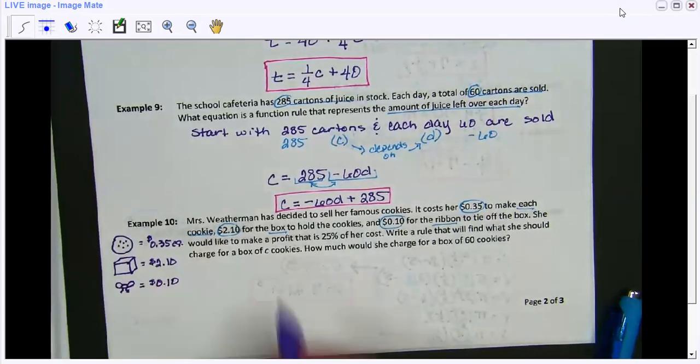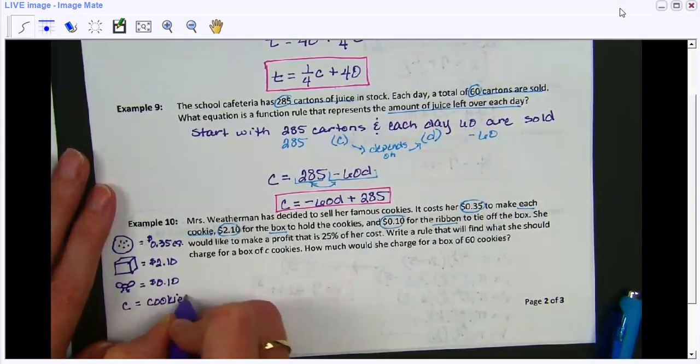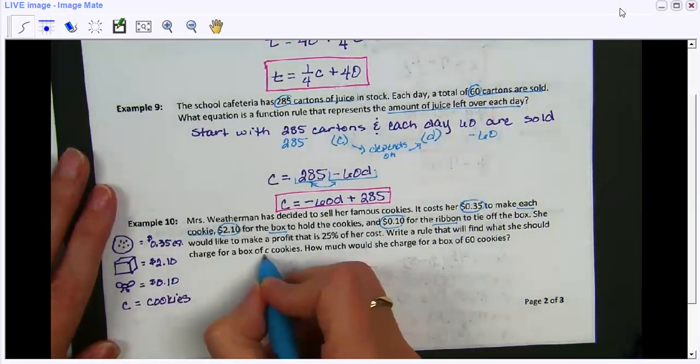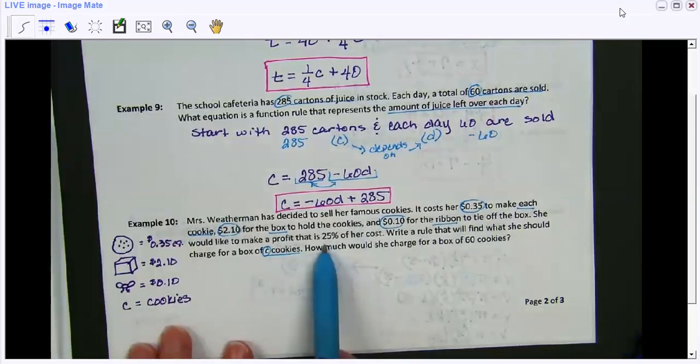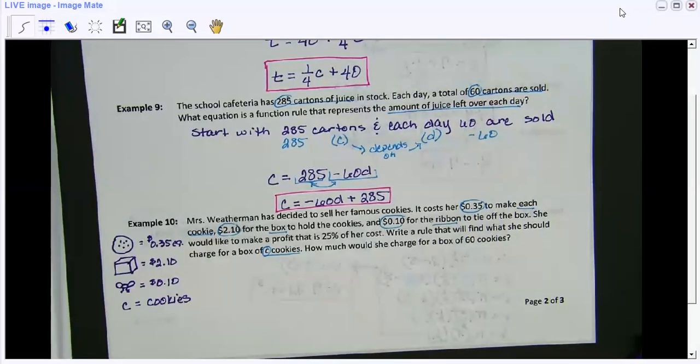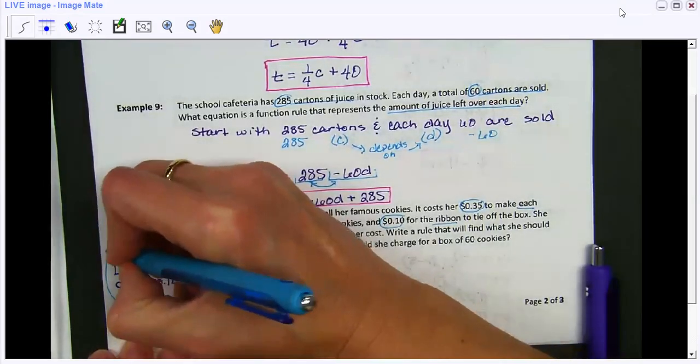And then it says here that C represents cookies. Okay. So C is cookies. All right. The other thing that it tells us is that they want to make a profit at 25%. So before we get to the profit amount, okay, let's kind of set up the equation of what this might look like. I know that each cookie right here is 35 cents.